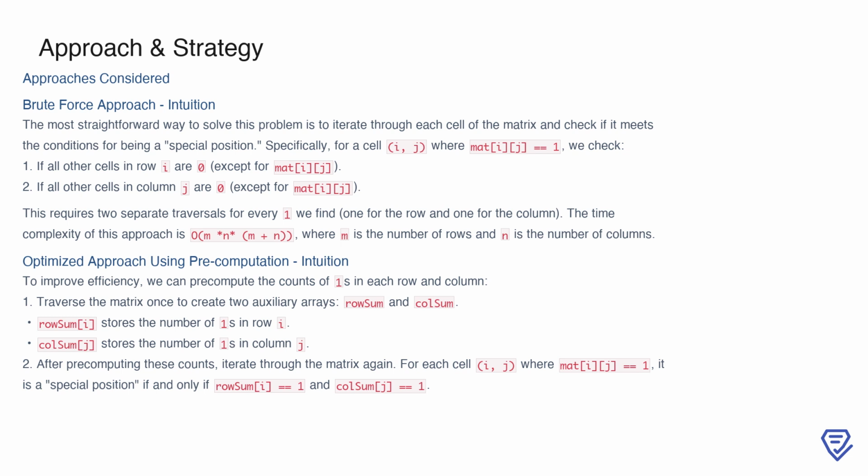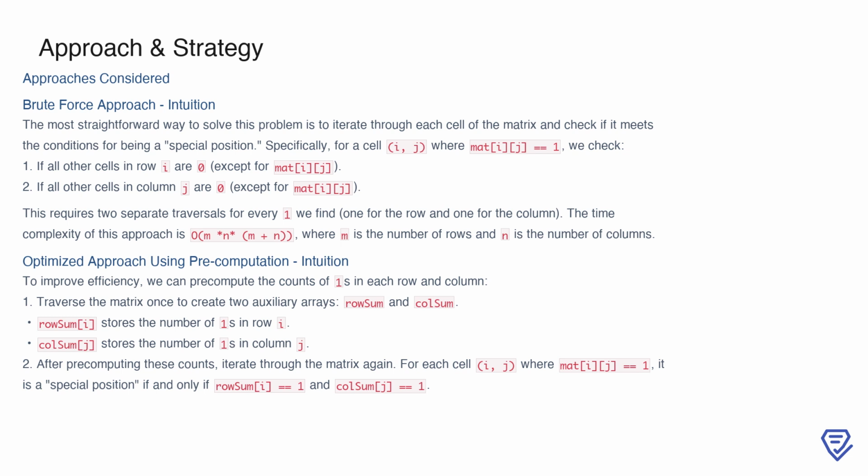This requires separate traversals of the row and column for every one we encounter. While straightforward, this approach has a high time complexity of O(m * n * (m + n)), where m is the number of rows and n is the number of columns, making it inefficient for larger matrices. Now, to optimize this, we can use a more efficient approach based on pre-computation.